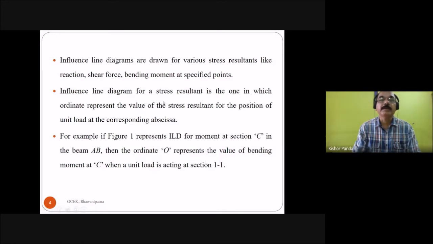Influence line diagram for a stress resultant is the one in which ordinate represents the value of the stress resultant for the position of unit load at the corresponding abscissa. So you have to take along the abscissa the position of the load, and in ordinate you have to take the stress resultant. At what position will you get the maximum stress resultant? The stress resultant may be the bending moment, or the shear force, or the deflection. So by taking this quantity, you can draw the influence line diagram.